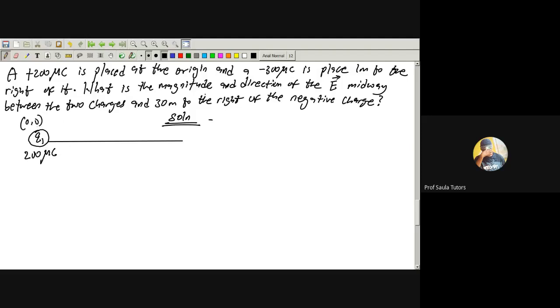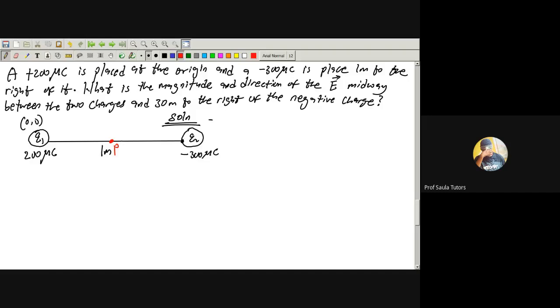Now pay attention. They said a minus 300 microcoulomb charge is placed 1 meter to the right of it. So let me say this entire length is 1 meter to the right. From here to here is 1 meter. This is another charge, Q2, minus 300 microcoulomb, placed to the right. What is the magnitude and direction of the electric field midway between the two charges? So you have to find the magnitude of the electric field at this point, the point P. Now there is also the 30 meters, but let us leave that one and solve this first.